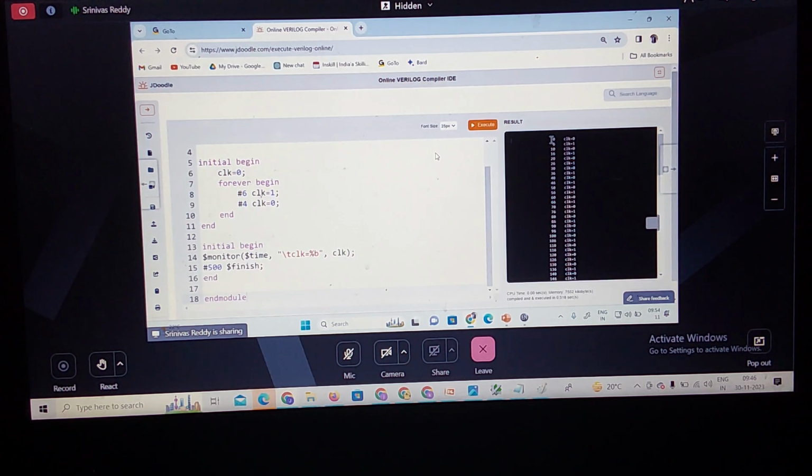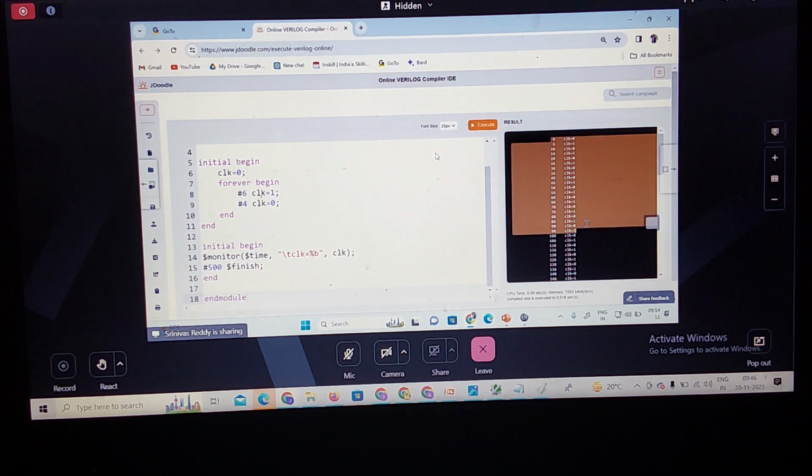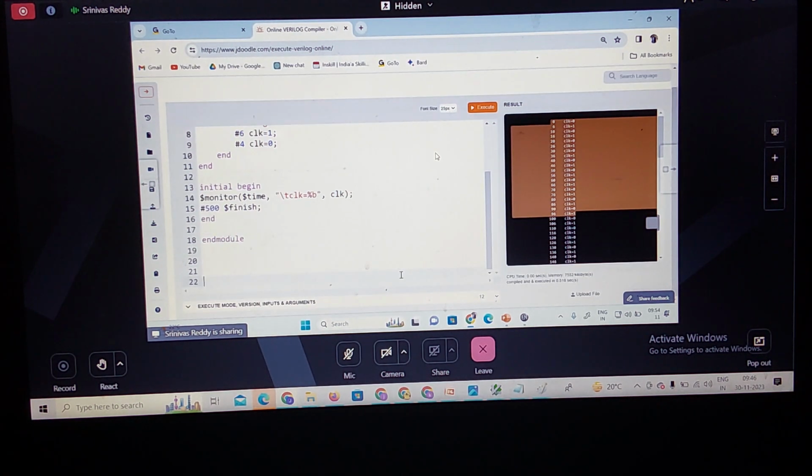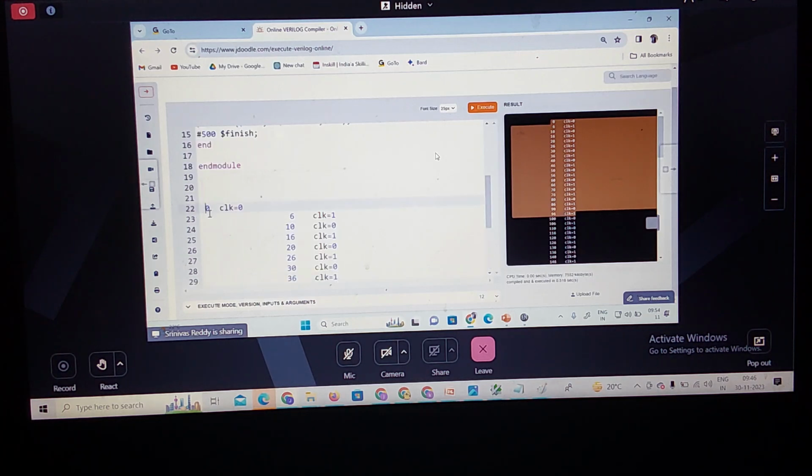Now let us generate the clock. This is the clock generation. Let us copy this result here to analyze. At time t is equal to 0, clock is 0. Okay, 0 to 1 means what? T off, right? T off should be 0 to 6 means what? Now at 6 clock is 1. At 10 clock is 0 means what? T off 6 and T on should be 4.